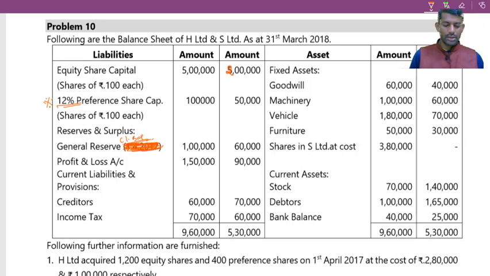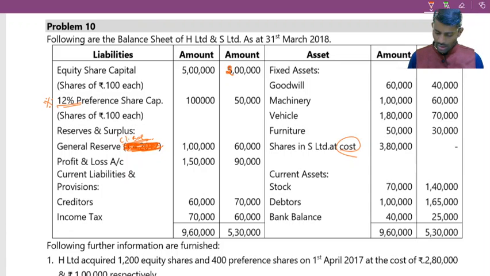Profit and loss account 150 and 90. Current liabilities and provisions consist of creditors and income tax liabilities. Assets consist of fixed assets: goodwill 60 and 40, machinery 1 lakh and 60, vehicles 180 and 70, furniture 50,000 and 30,000. Shares in S Limited at cost, 3,80,000 and nil. Current assets consist of stock 70 and 140, debtors 1 lakh and 65,000, bank balance 40 and 25,000.